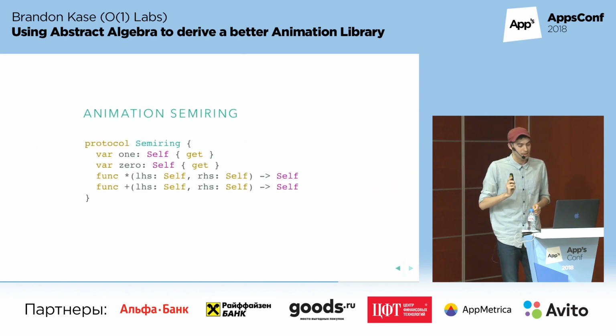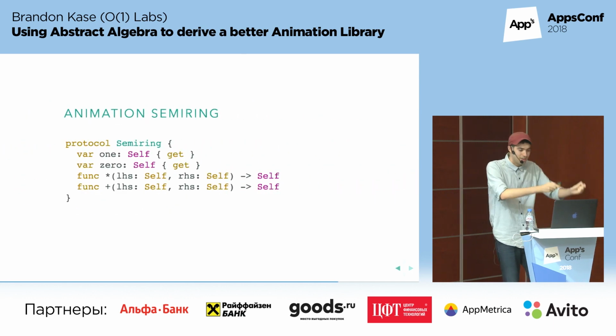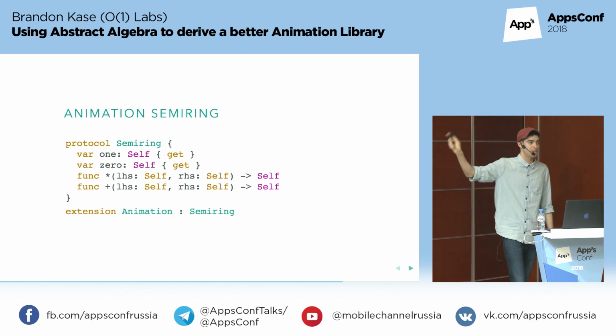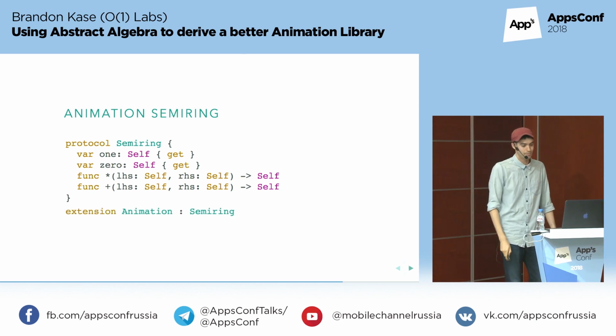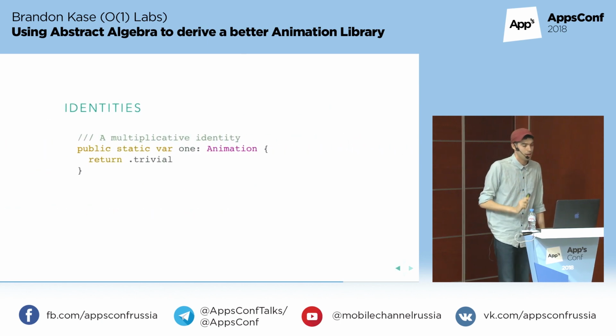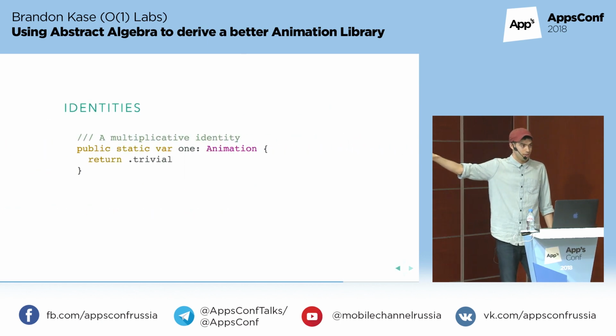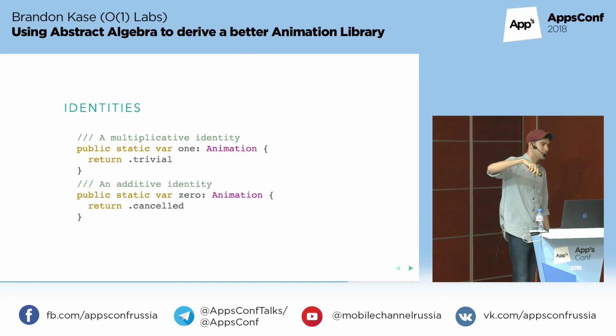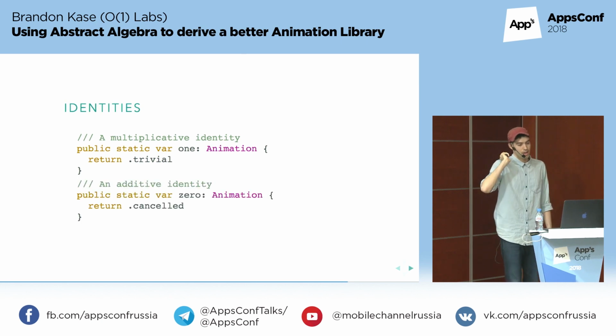Cool. But so we have the value, we have the data type, but now we need to make it conform to semi-ring. And when we do that, we're basically done. So let's do it. 1 is the trivial animation. We already talked about that. 0 is the canceled animation. We already talked about that.